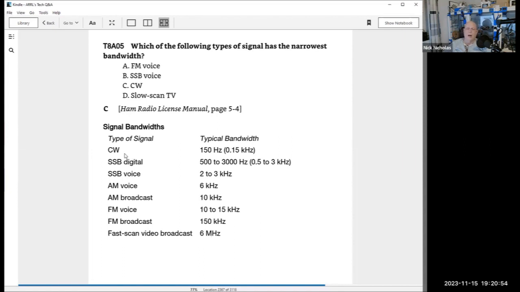Now, we can fit a lot of CW signals where this single TV broadcast signal might be. In fact, we can put hundreds and hundreds of phone communications in some fast scan TV signals. So keep those in mind.